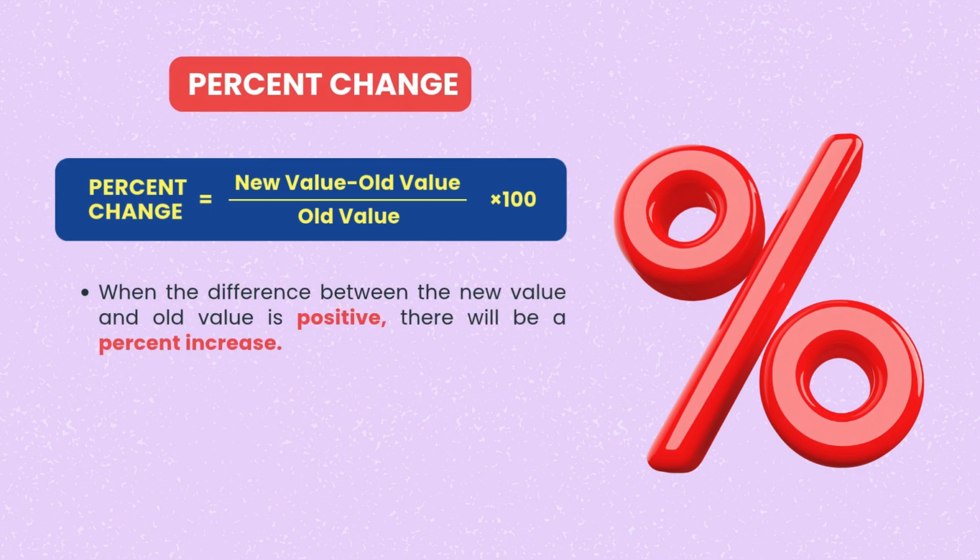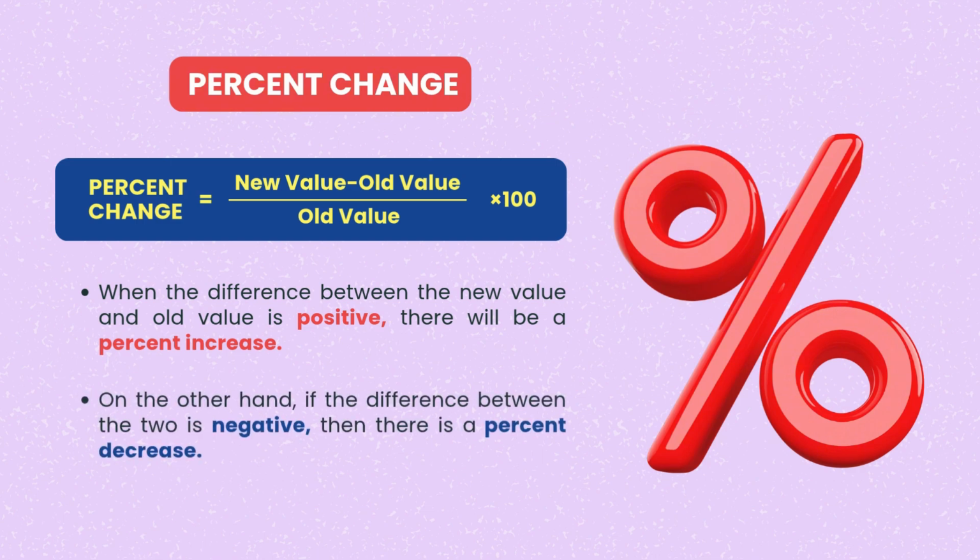When the difference between the new value and the old value is positive, there will be a percent increase. On the other hand, if the difference between the two is negative, then there is a percent decrease. Let us have an example for percent change.